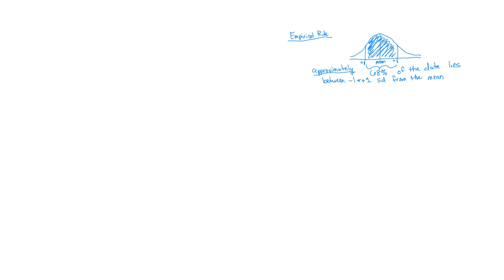This rule is also called the 68, 95, 99.7 rule. Now the text uses more decimal points, but we don't have to. I think they say like 95.44%, but we're just going to use 68, 95, 99.7.